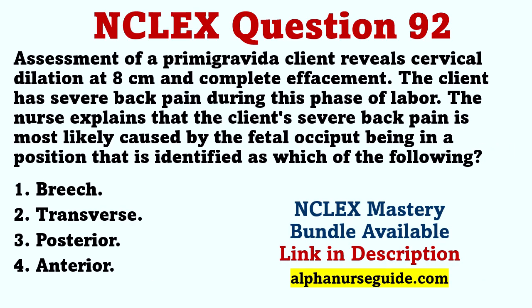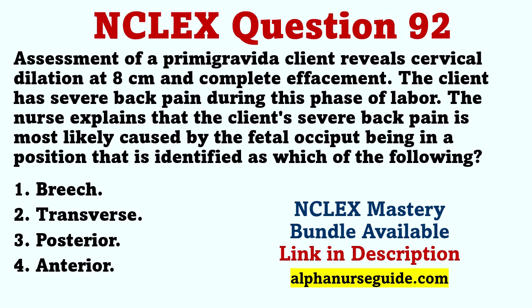Assessment of a prima gravida client reveals cervical dilation at 8 centimeters and complete effacement. The client has severe back pain during this phase of labor. The nurse explains that the client's severe back pain is most likely caused by the fetal occiput being in a position that is identified as which of the following? 1. Breech. 2. Transverse. 3. Posterior. 4. Anterior. The correct answer is 3.